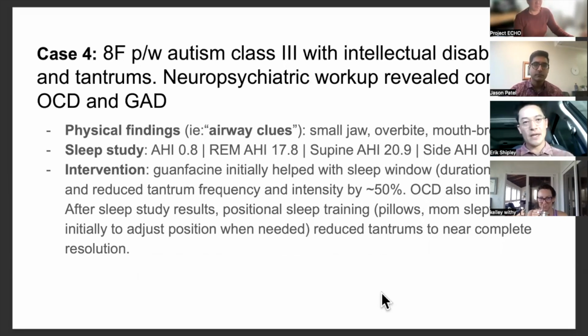Autism class 3. You don't need a degree of any kind to know that this is autism walking down the street. Intellectual disability, tantrums, great parents, super attentive, and she was in a lot of resources. So things were kind of okay, but they came to me because they had tried all kinds of homeopathic remedies and nothing seemed to work. They were finally ready to do some Western medicine.